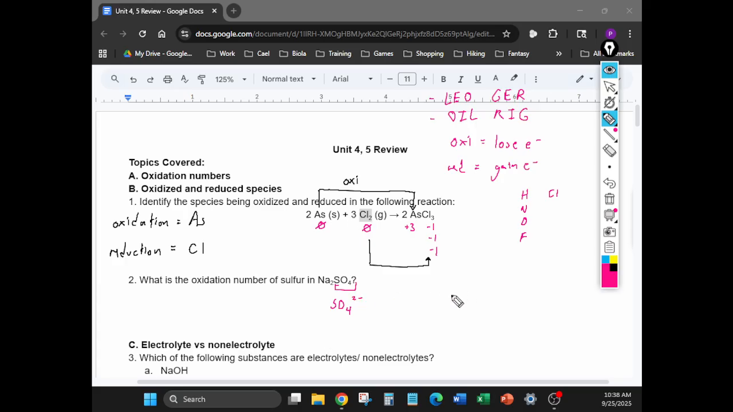The other oxidation rule that's important is that oxygen is -2, and there are 4 of them, for a total of -8. The overall charge of sulfate is -2. That means sulfur and the 4 oxygens are going to equal -2 when you sum it up, so sulfur has to have an oxidation number of +6. The oxidation number of sulfur in this compound is +6.